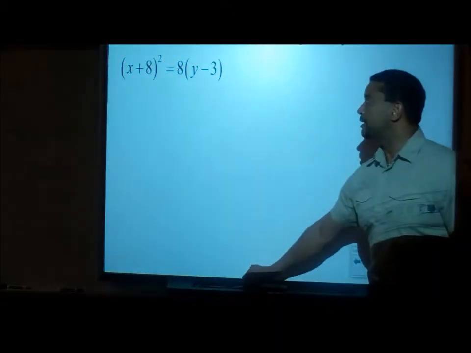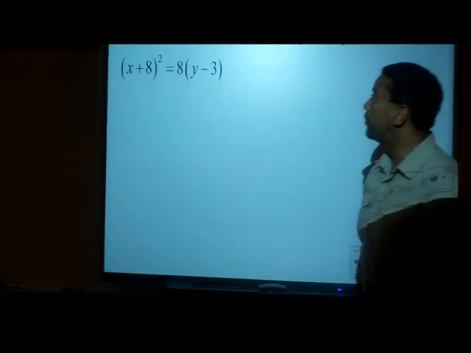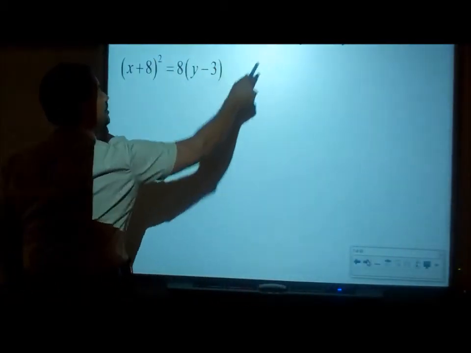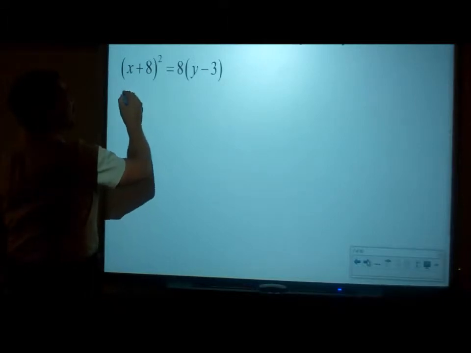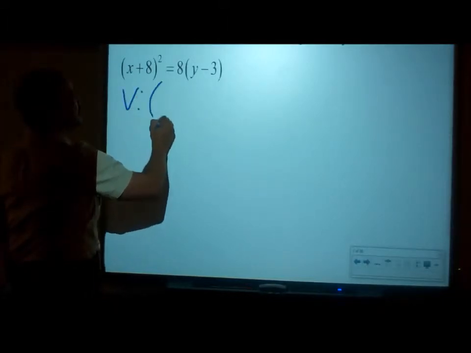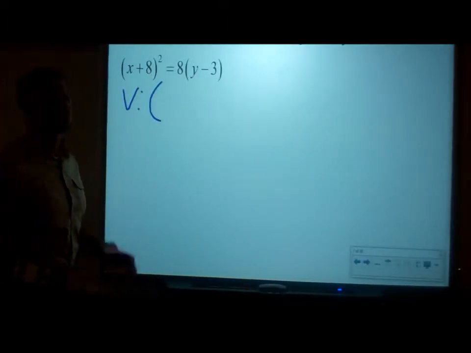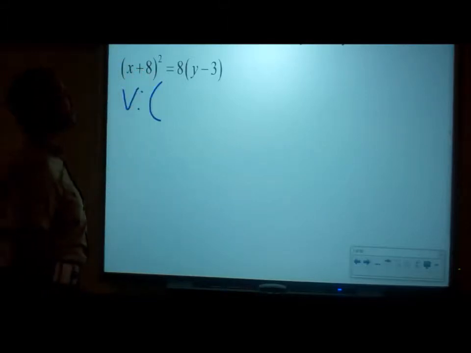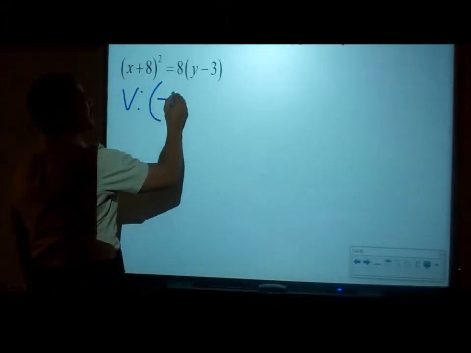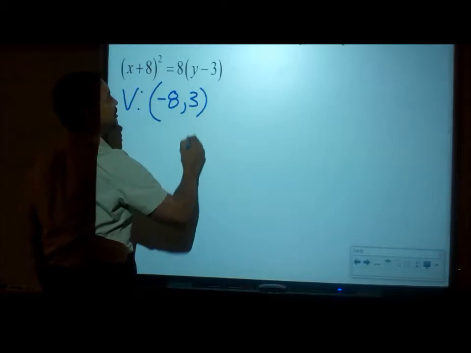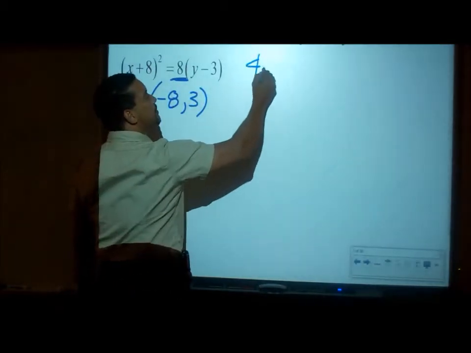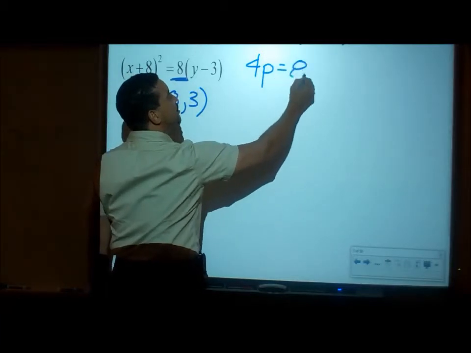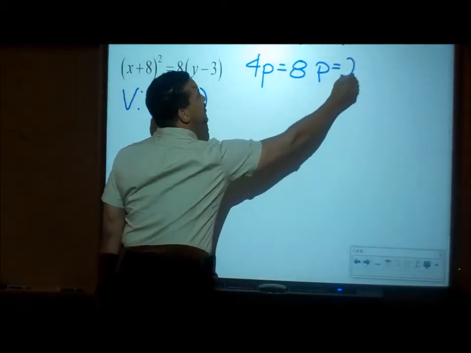And then last but not least, we're going to look at this one, see if we can pull out our vertex, our focus, our axis of symmetry, and our directrix. Now, first thing I want to look at is what is my vertex? Vertex, being that this is vertical, because our square term is x, is going to be -8 and 3. I want to look at this 8 here. This is in our 4p position, so 4p equals 8, so p is going to be equal to 2.